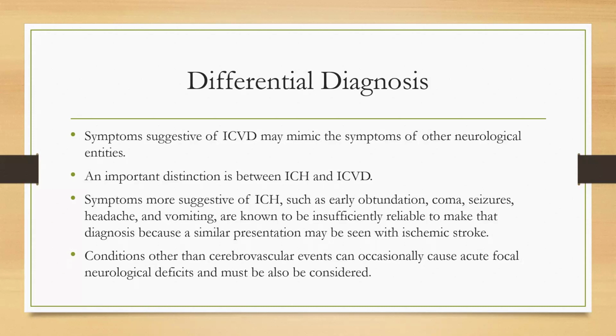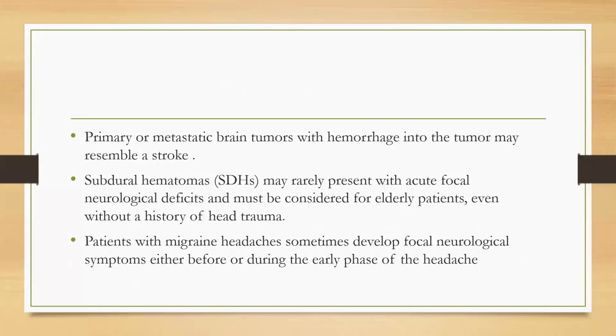Conditions other than cerebrovascular events can occasionally cause acute focal neurological deficit and must also be considered. Primary or metastatic brain tumor and hemorrhage into the tumor may resemble stroke. Now, SDH may rarely present with acute focal neurological deficit and must be considered for elderly patients, even without a history of head trauma. Patients with migraine headache sometimes develop focal neurological symptoms either before or during the early phase of headache.